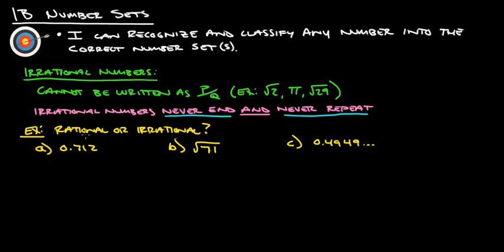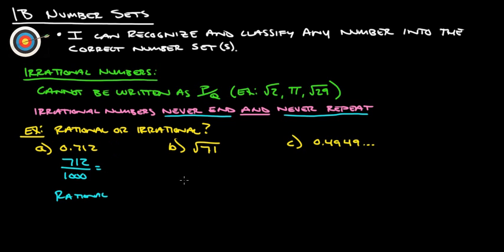For example here, rational or irrational, 0.712. This one ends. This one terminates, we call it, and we can write that as a fraction, 712 over 1,000, and then we could simplify that. But either way, we know that that is rational.